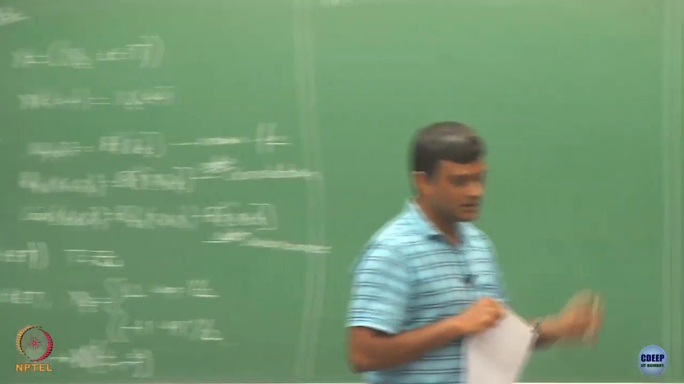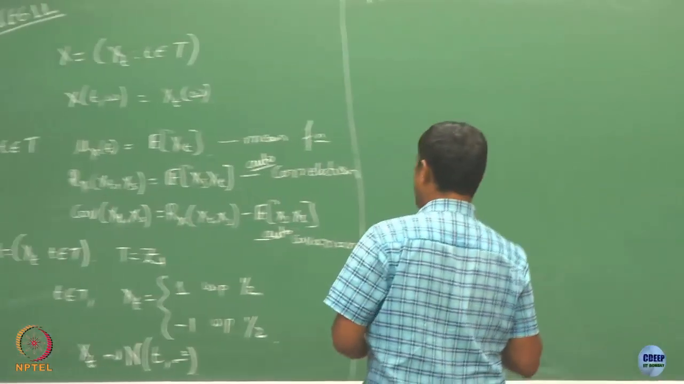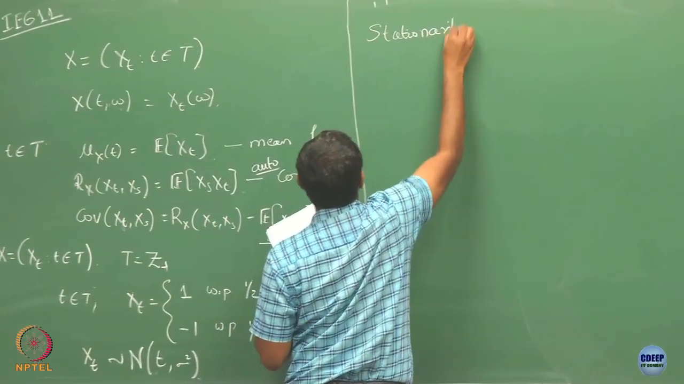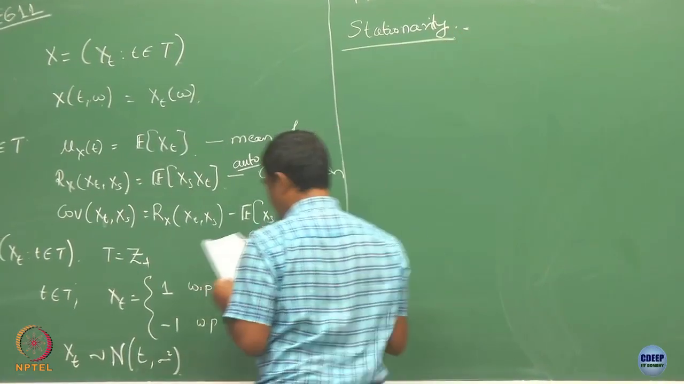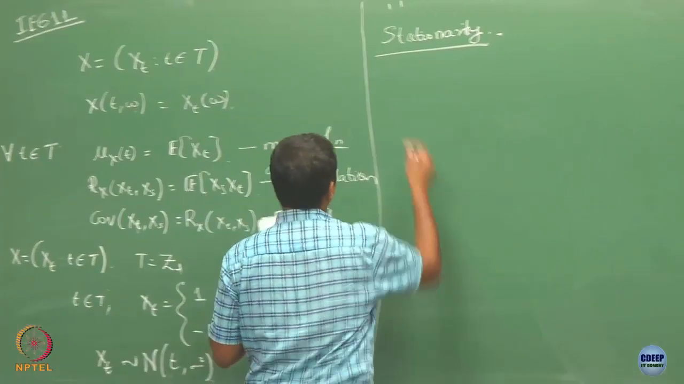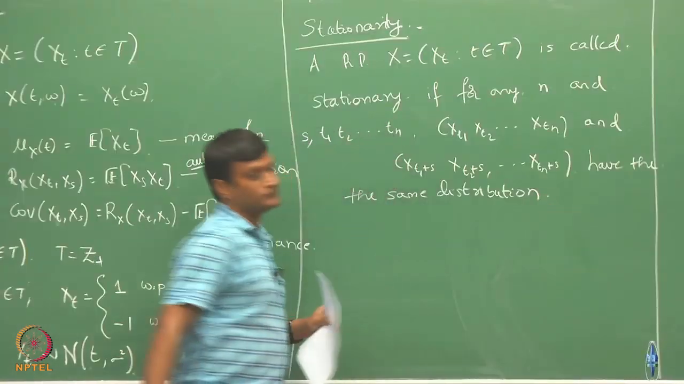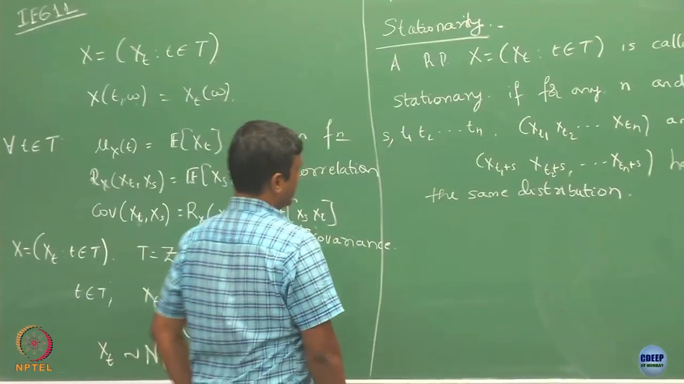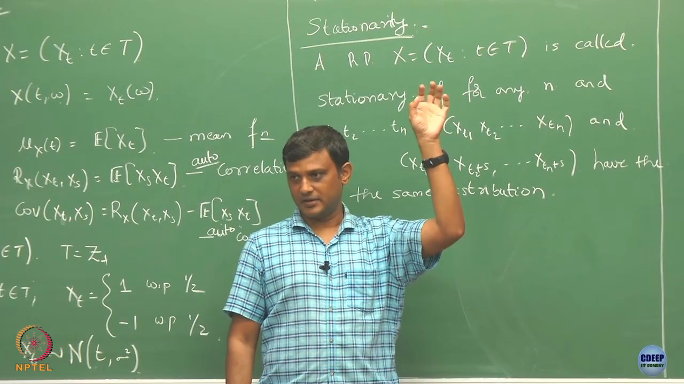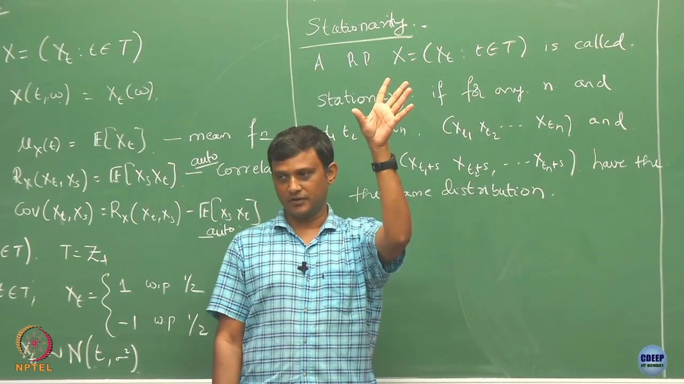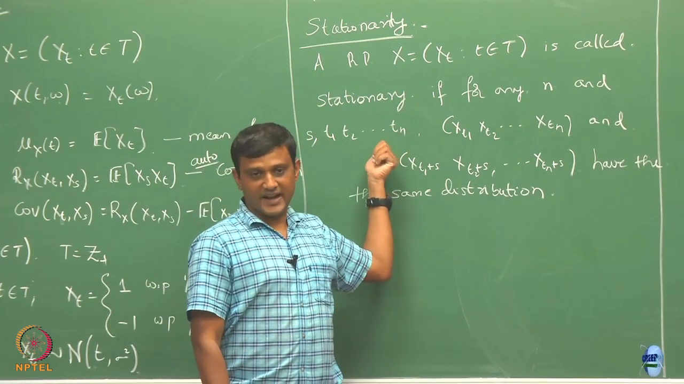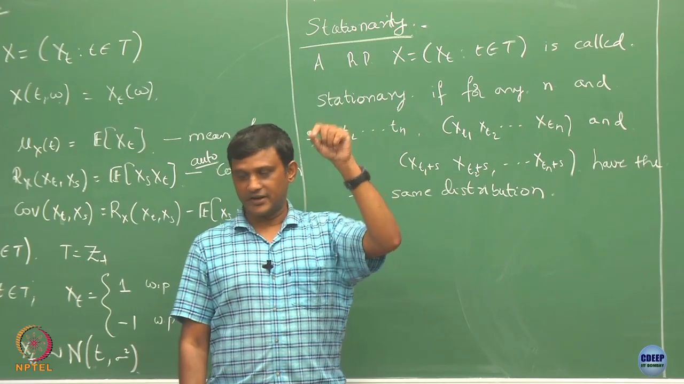Now for this random process, I want to define one important notion called stationarity. Take any random process and take any n random variables. Just take n, which tells the number of random variables you are interested in, and then take any t1, t2, up to tn. These are the indices of those random variables you are interested in.